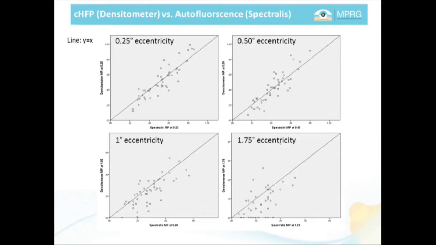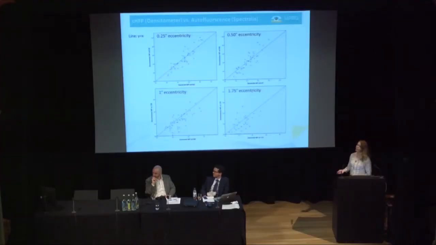But this is what we saw when we compared the densitometer to the Spectralis. So this is CHFP versus autofluorescence at several different eccentricities. And you can see at the most central eccentricity, 0.25 degrees eccentricity, we had very good concordance between the devices. Now, this strong of concordance between macular pigment measuring devices has not been seen comparing devices that differ so much, which is important because optical devices may be easier than using an HFP device. And it also gives that full spatial profile, which may be good for research.